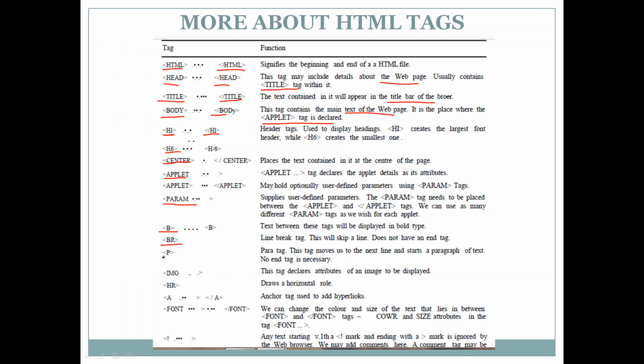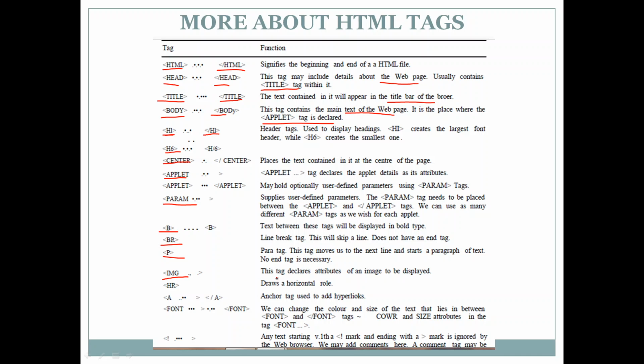Then we have a tag P. P stands for paragraph tag. This tag moves us to the next line and starts a paragraph of text. No ending tag is necessary. So paragraph tag is generally used to include paragraph of text, and it will give some space at the beginning of a paragraph and at the end of a paragraph. Then we have a tag called as img tag, which stands for image.